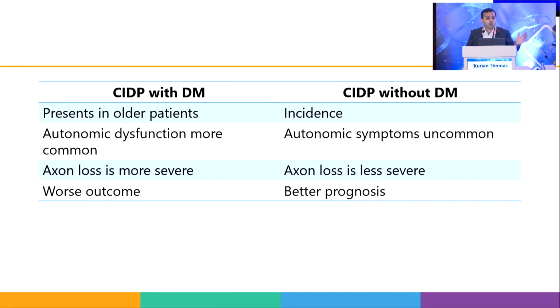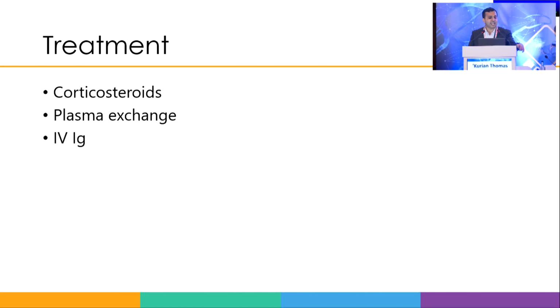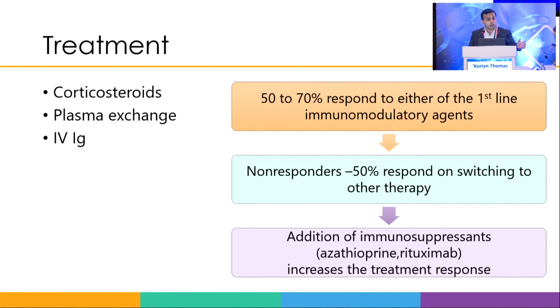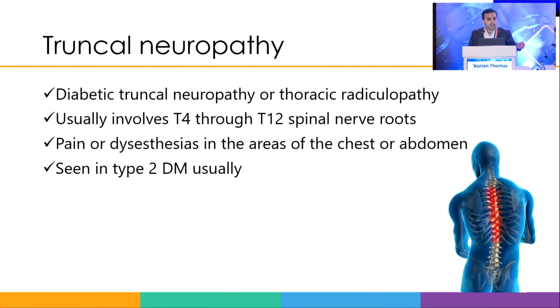And how to make sure is that CIDP with diabetes presents in older patients. Autonomic dysfunction, which is not usually seen in CIDP, may be more common in a diabetic patient with CIDP. The axon loss will be more severe in diabetic patients, and hence the outcome also will not be as good as your routine CIDP patient. Treatment, predominantly we go for IVIG. Corticosteroids you can give, but you should carefully control the blood sugars. Long-term treatment with corticosteroids again might be difficult because of the underlying diagnosis of diabetes.